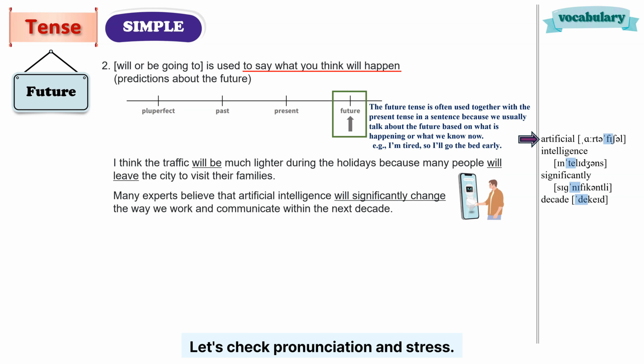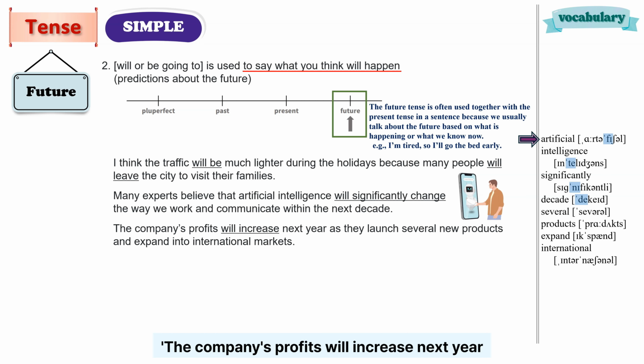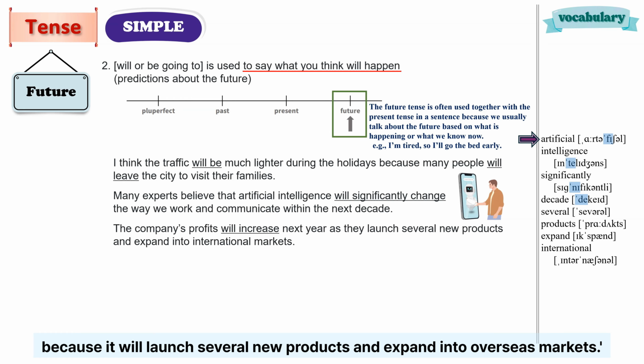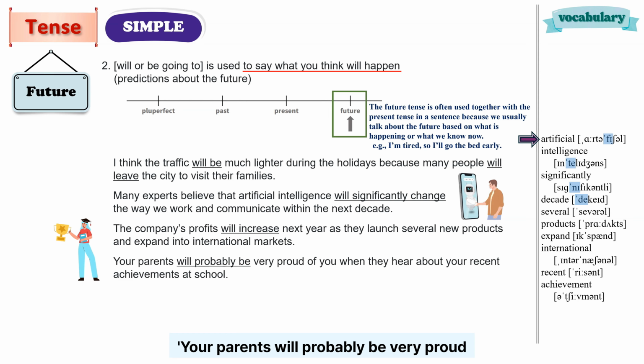Let's check pronunciation and stress. I think the traffic will be much lighter during the holidays because many people will leave the city to visit their families. Many experts believe that artificial intelligence will significantly change the way we work and communicate within the next decade. Next example. The company's profits will increase next year because it will launch several new products and expand into overseas markets. Your parents will probably be very proud when they hear about your achievements at school.